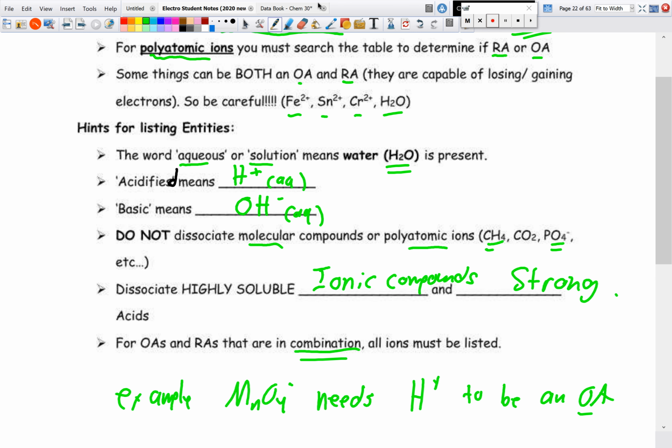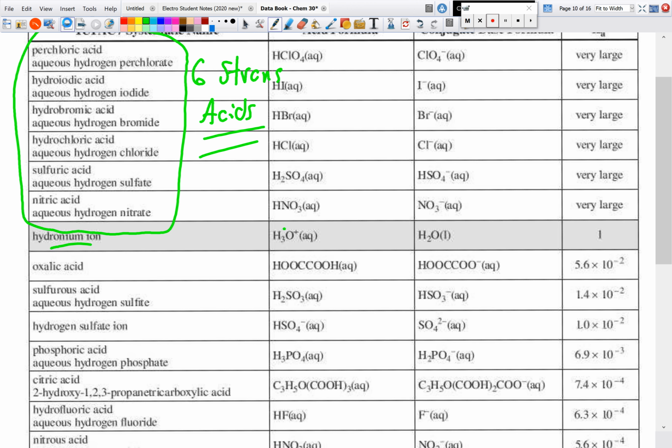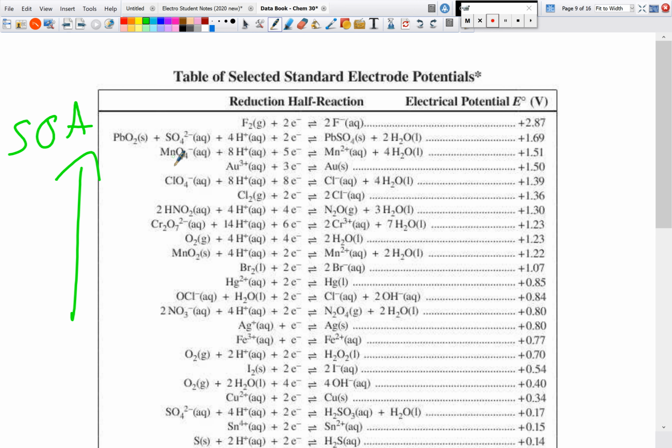And that is because if you look at your data booklet, permanganate, MnO4, needs to have the hydrogen ion present. So if it's not acidified, if that hydrogen ion is not there, MnO4 minus is not going to be an oxidizing agent because it doesn't have the reactants needed.